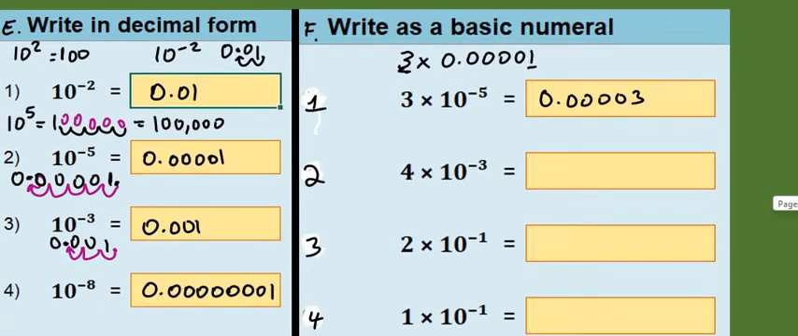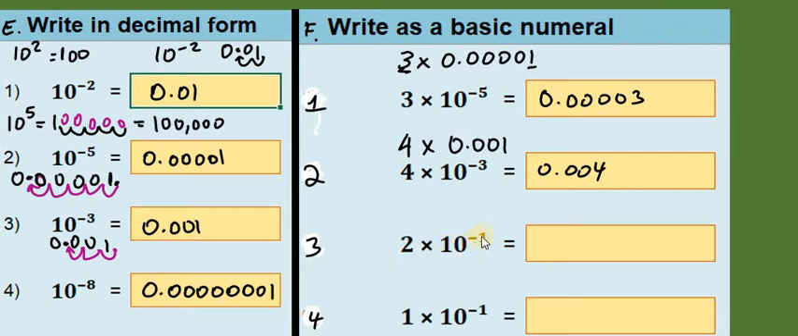All right, so that was part 1. Part 2, 4 times 10 to the negative 3rd power. That will be 4 multiplied by the decimal 0.001. How many zeros should we have before the 1? 1, 2, 3. And 4 times 1 here would be 4, so 0.004.